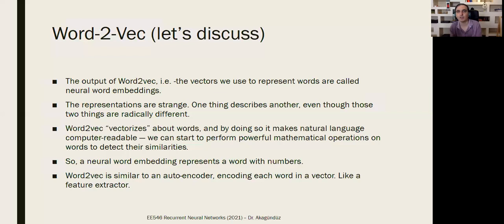For that matter, word-to-vec is like a feature extractor. So that's similar to an autoencoder in images. Never forget this. Word-to-vec is similar to a feature extraction step for a deep learning system. So actually, it's a clever step for that matter.